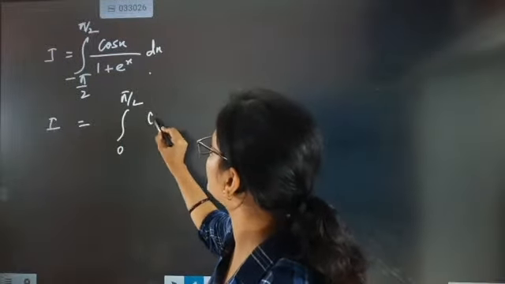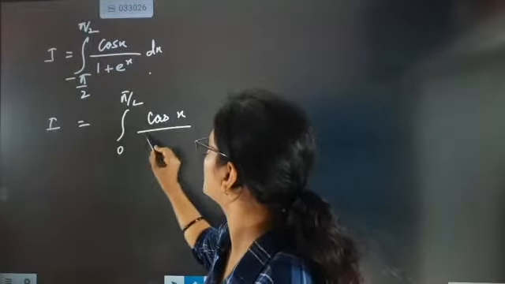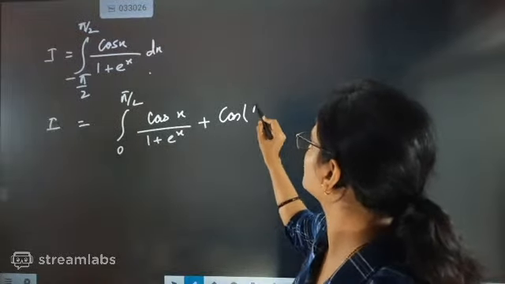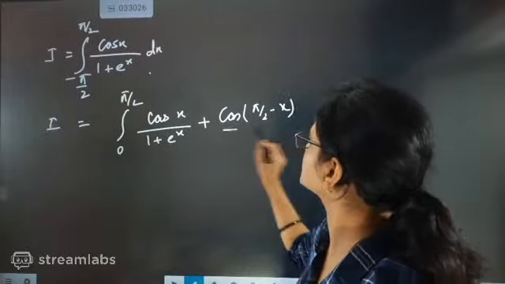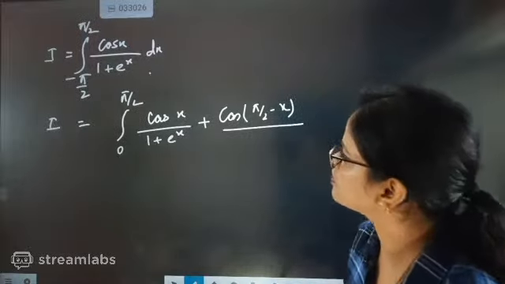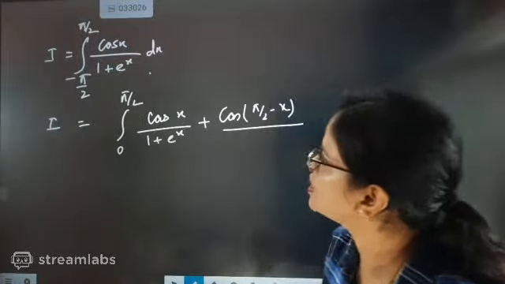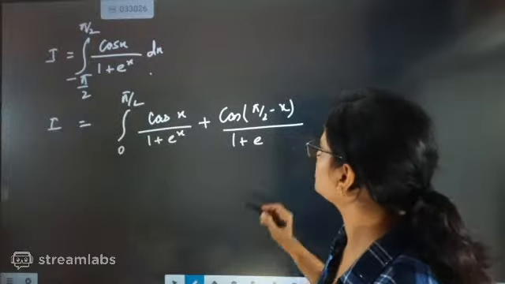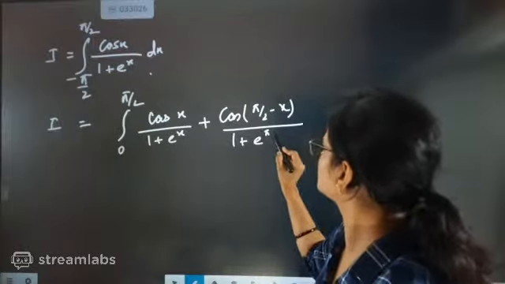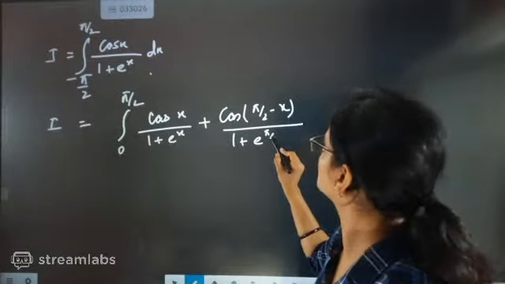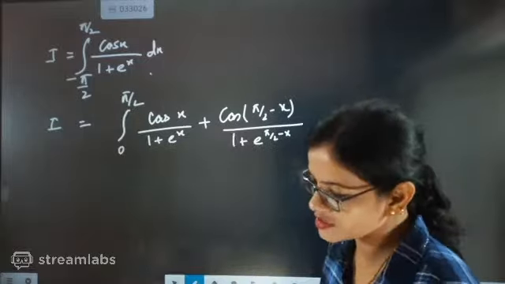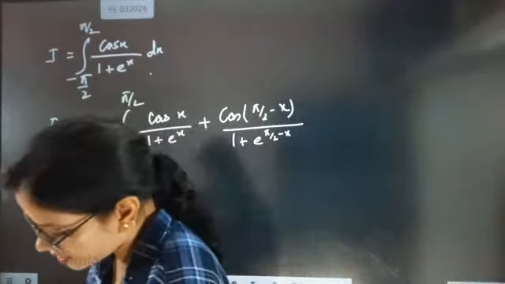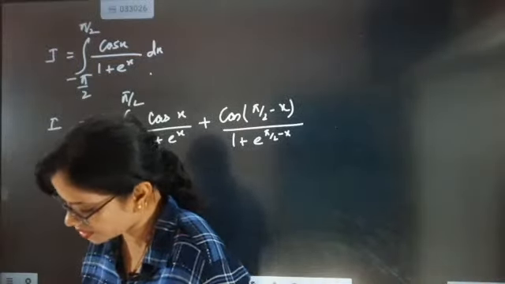Now this part will be coming as cos of x by 1 plus e to the power x plus cos of pi by 2 minus x by 1 plus e to the power pi by 2 minus x. Think about it. Answer is coming as 1. How is the answer going to come as 1, dear?